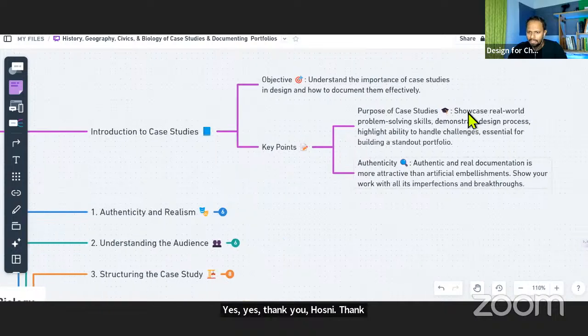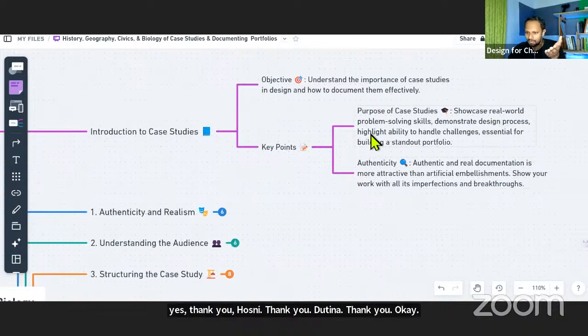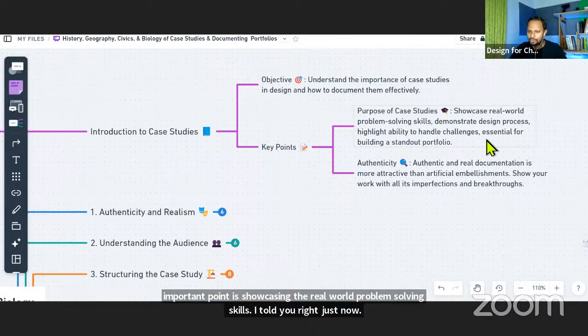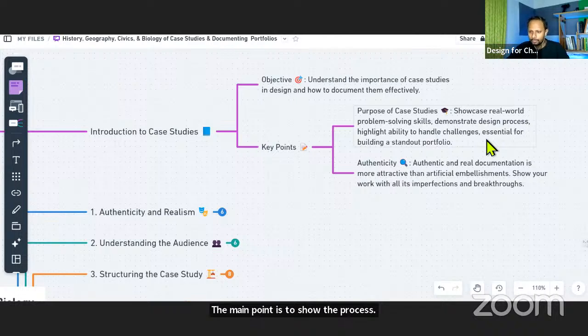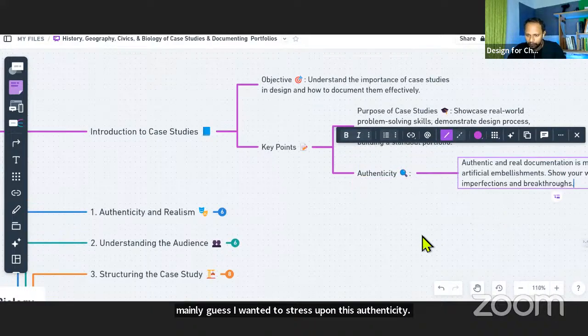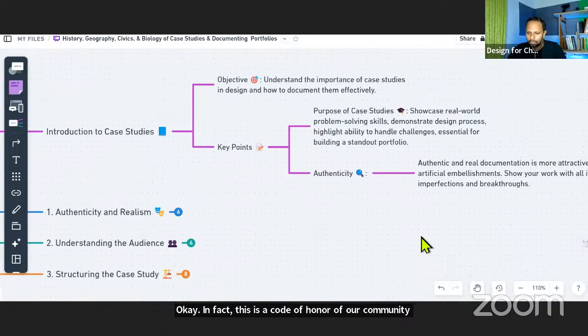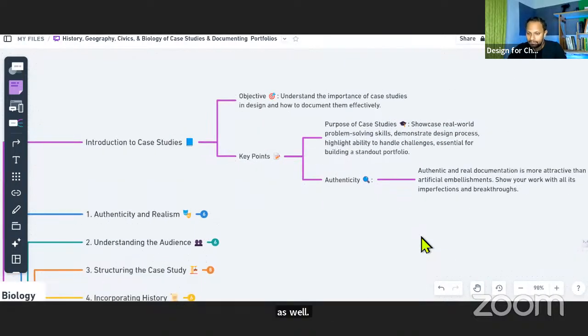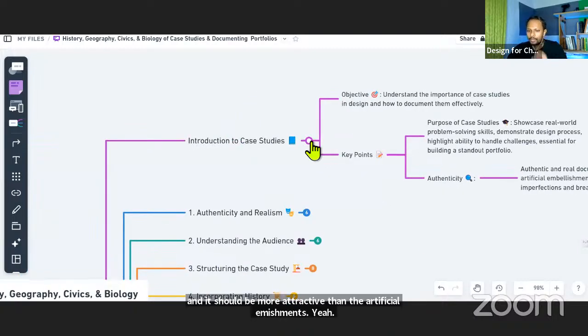A very important point is showcasing real-world problem-solving skills. I told you just now. Demonstrating your process, the main point is to show the process. And the challenges, that's up to you. We will see that slowly. Essential for building trust. And mainly, guys, I wanted to stress this authenticity. In fact, this is a code of honor of our community as well. You need to be very authentic in showcasing your document, and it should be more attractive than artificial embellishments. Okay. So this is the introduction.